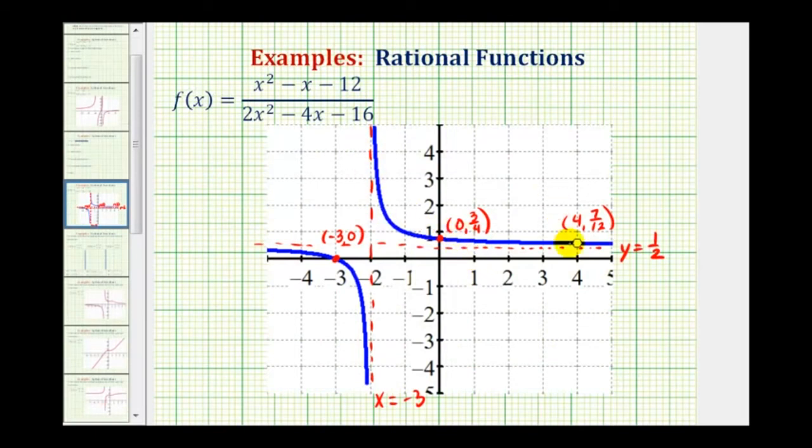Here's the hole in the function at x equals 4. Here's our x-intercept of negative 3, our y-intercept of 3/4, our vertical asymptote of x equals negative 3, and our horizontal asymptote of y equals 1/2. So this graph does verify that our work is correct.